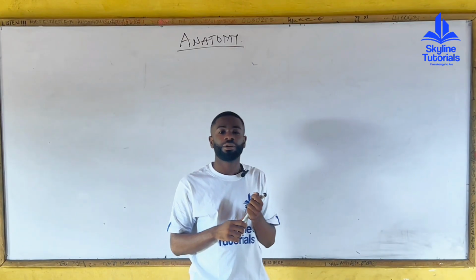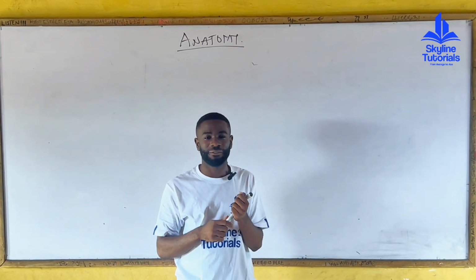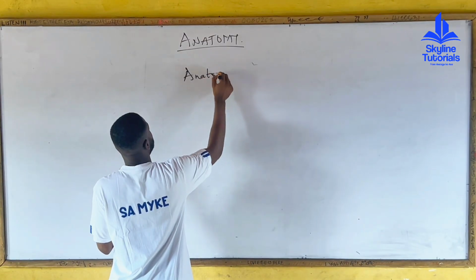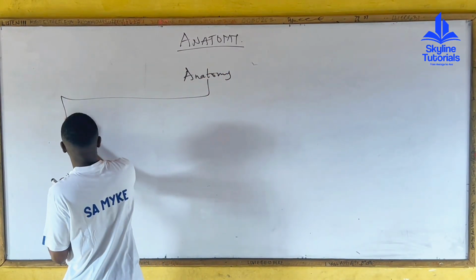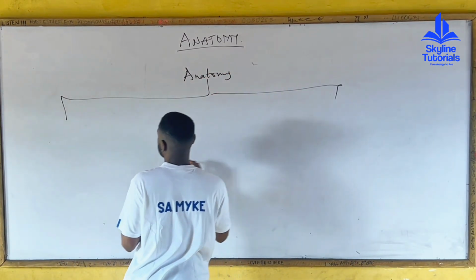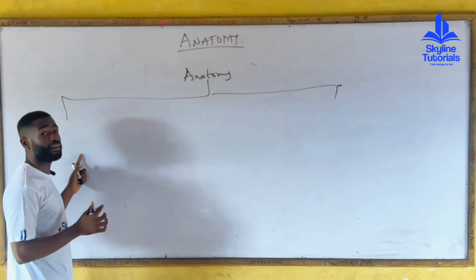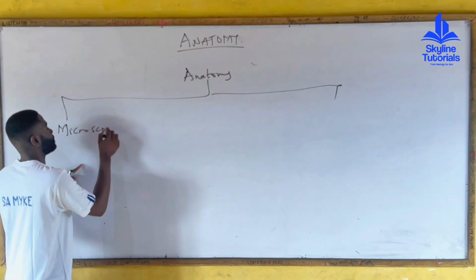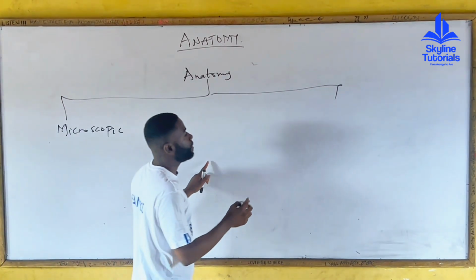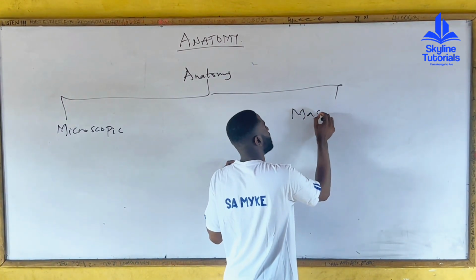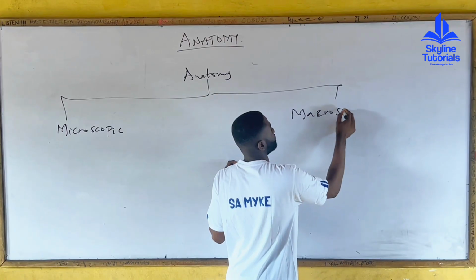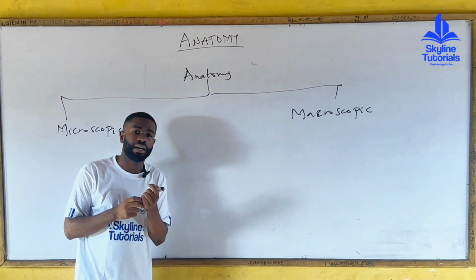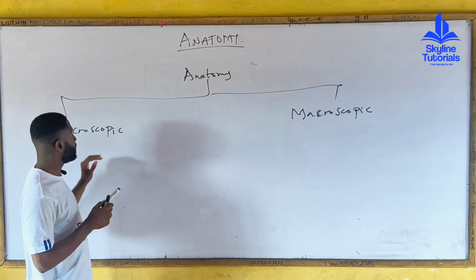Okay, anatomy generally has two broad fields. So I have anatomy and its field. The first field of anatomy we have is the microscopic anatomy. And then we have the macroscopic anatomy. Okay, so let's look at each individually and see what they entail.